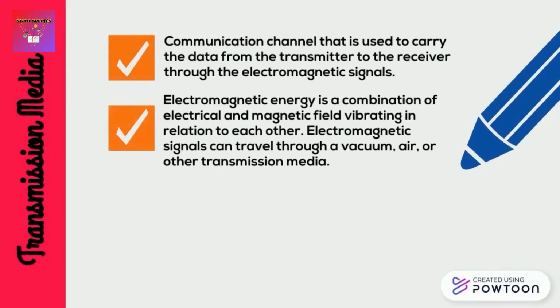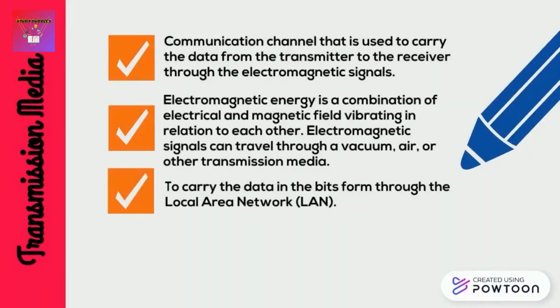Electromagnetic signals can travel through a vacuum, air, or other transmission media. For example, power, voice, radio waves, infrared light, visible light, ultraviolet light, gamma, and cosmic rays. The main function of these is to carry the data in the bits form through the local area network. In data communication, it works like a physical path between the sender and the receiver.